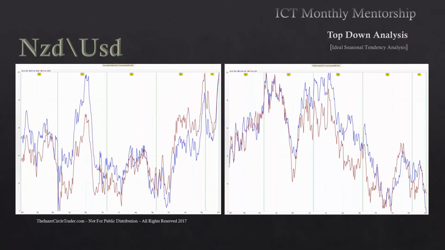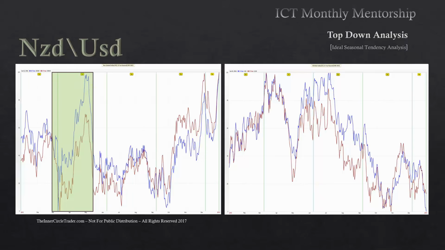Okay, our next pair we're going to look at is the New Zealand dollar, or Kiwi, coupled with the dollar index. On the left-hand side, that's the New Zealand dollar futures contract seasonal tendency. And again, on the right-hand side, it is the US dollar index futures seasonal tendency.